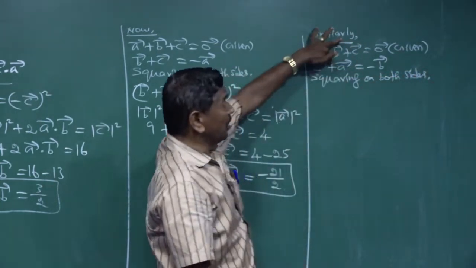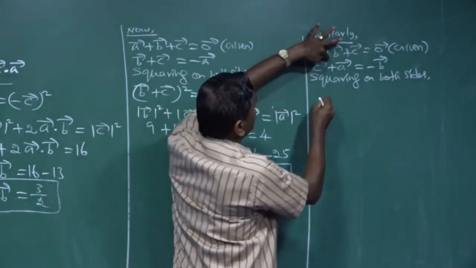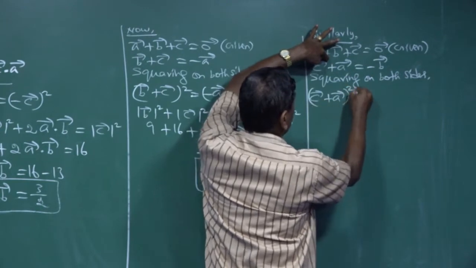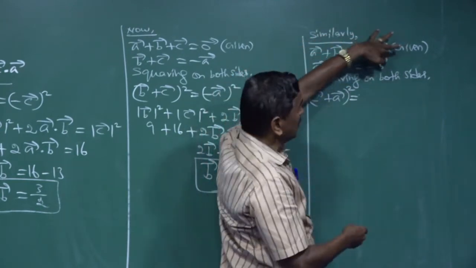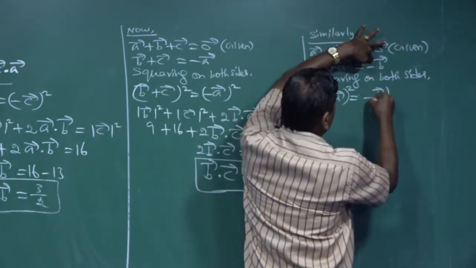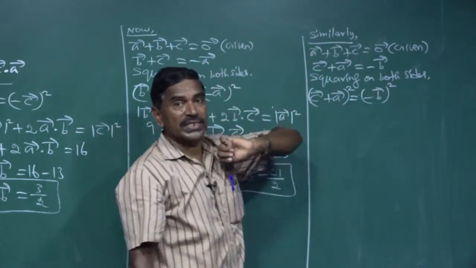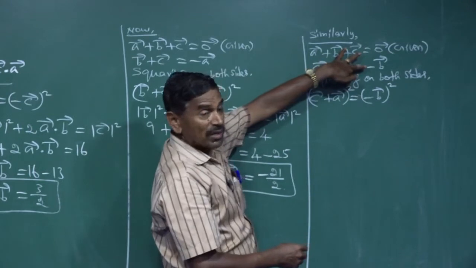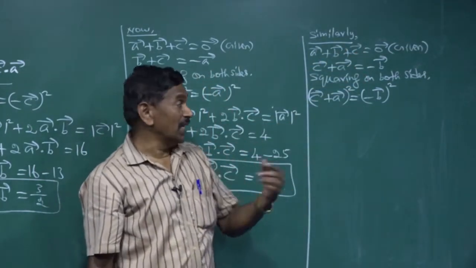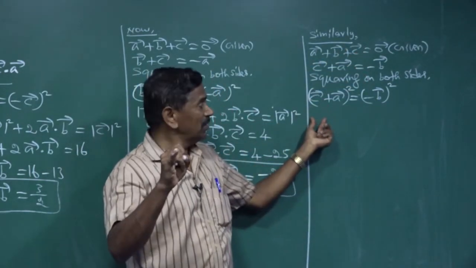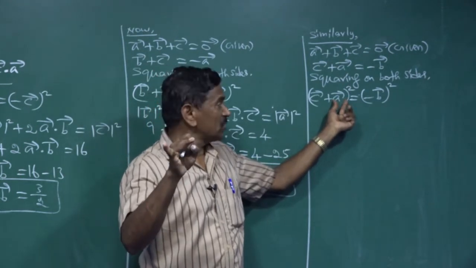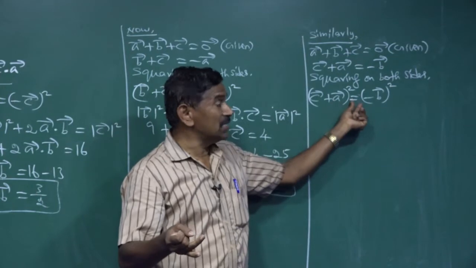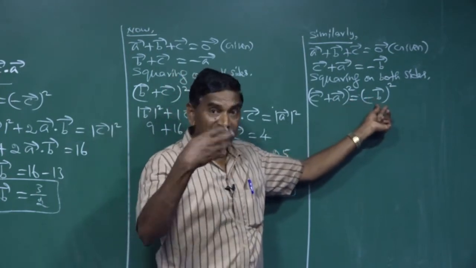Squaring on both sides. What is the left hand side? The left hand side is (C vector plus A vector) the whole square, equal to (minus B vector) the whole square. Now the next step, do it yourself. It is of the form (A plus B) the whole square. What is the answer? Modulus C vector square plus modulus A vector square plus 2 C vector dot A vector is equal to modulus B vector the whole square.